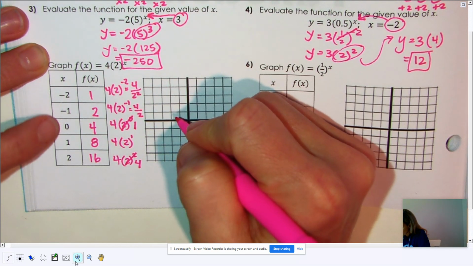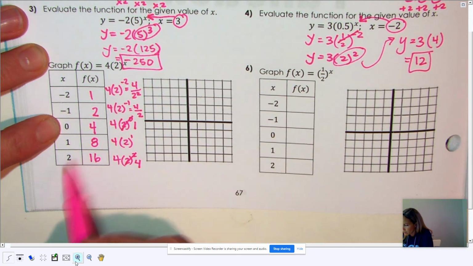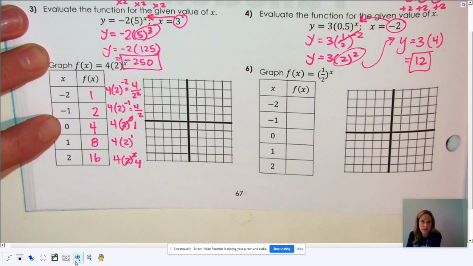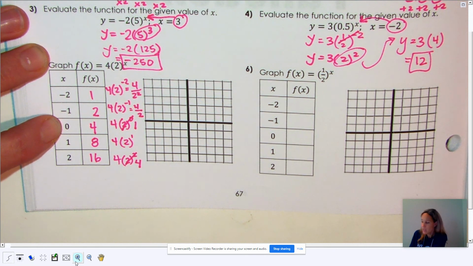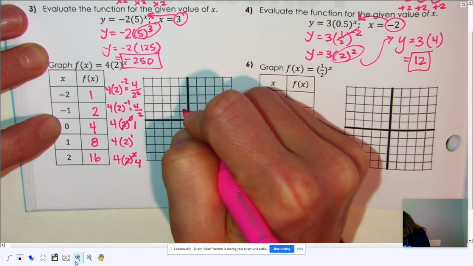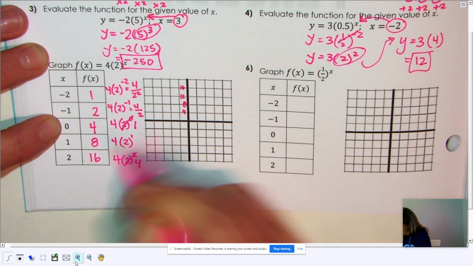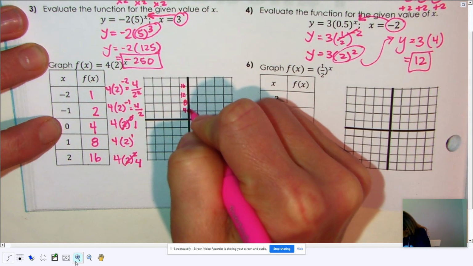So I'm going to start by plotting them 0, 4. And I'm noticing here, I'm going to run out of spaces, right? So I need to pick a scale that will work. I need to go all the way up to 16. So I'm going to go by 4s, I think. So 4, 8, 12, 16. So 0, 4 would be right here.